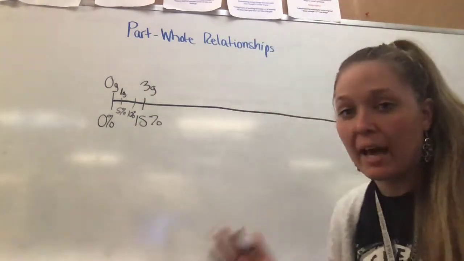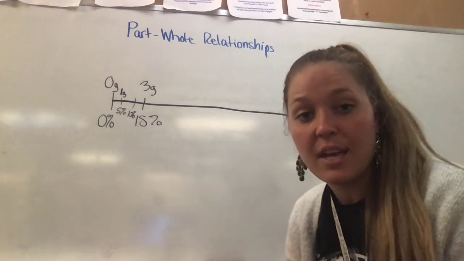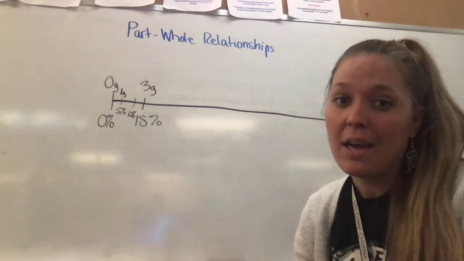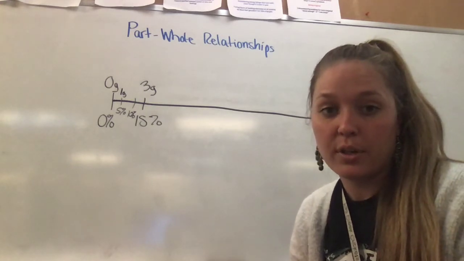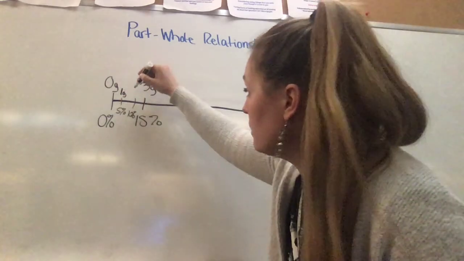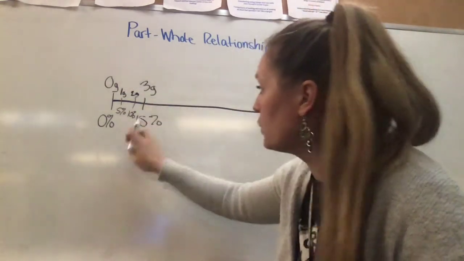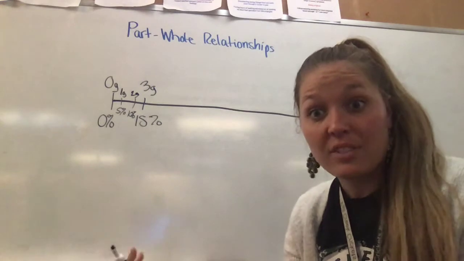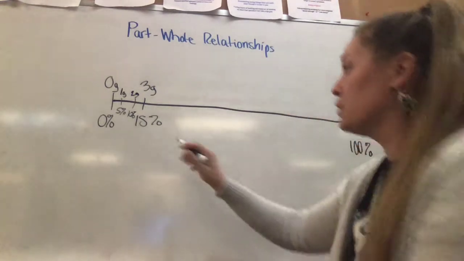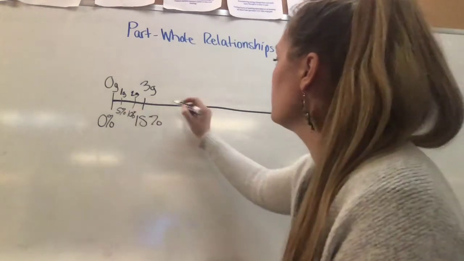And the way we got that is by taking 15% and dividing it by 3 to get 5%. And we would also have to do that with our grams. So 3 grams divided by 3 is 1 gram. Making this 2 grams, which is our 10% mark. Now that we have 10%, I know 10% goes really easily into 100%. So 10% is 2 grams.